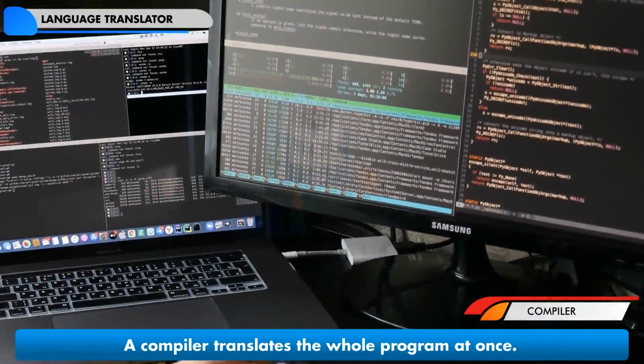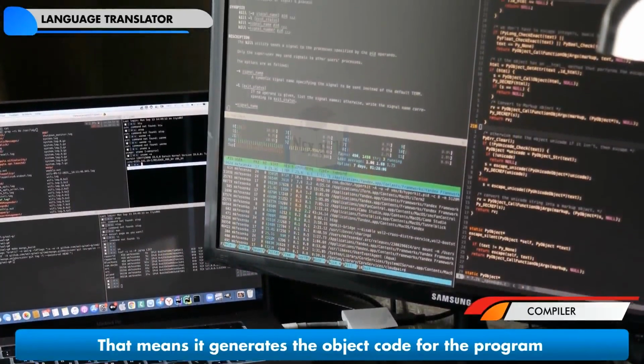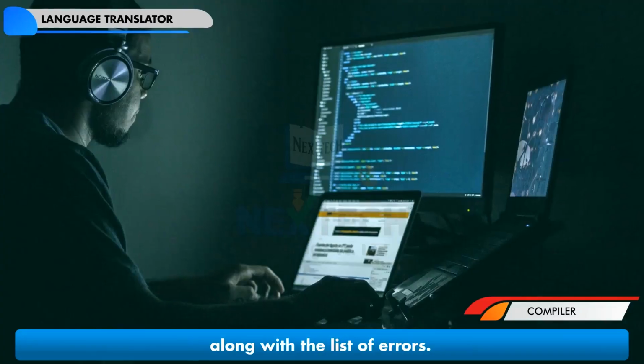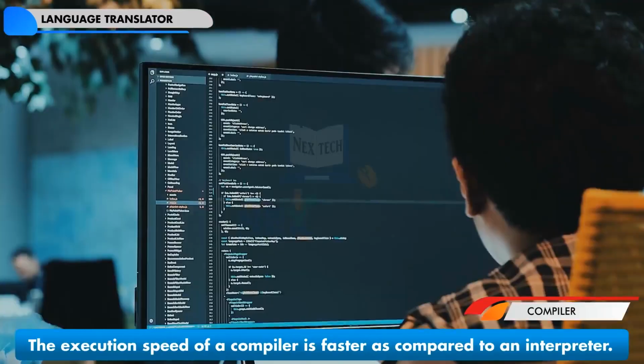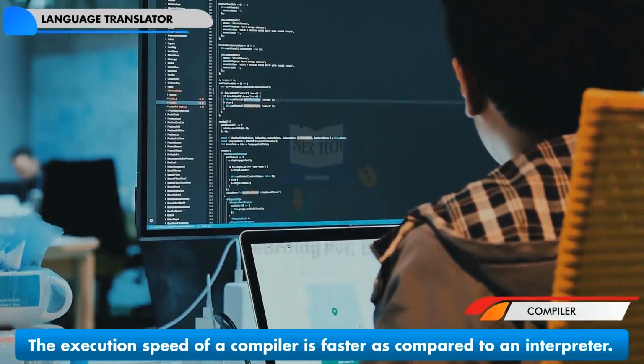Compiler. A compiler translates the whole program at once. That means it generates the object code for the program along with the list of errors. The execution speed of a compiler is faster as compared to an interpreter.